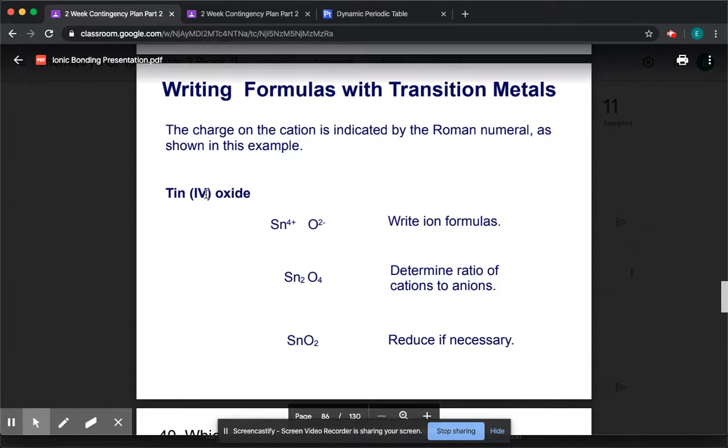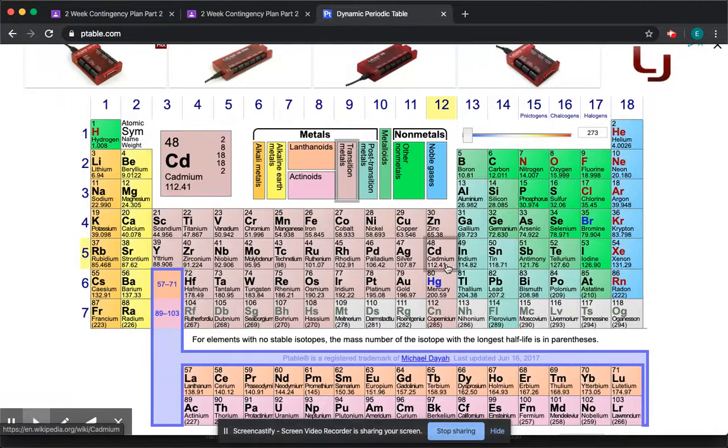Tin 4 oxide. Tin is Sn. If you don't believe me, it's here. Where are you? Tin, Sn. I know the symbols do not always match. So this is tin. Okay.